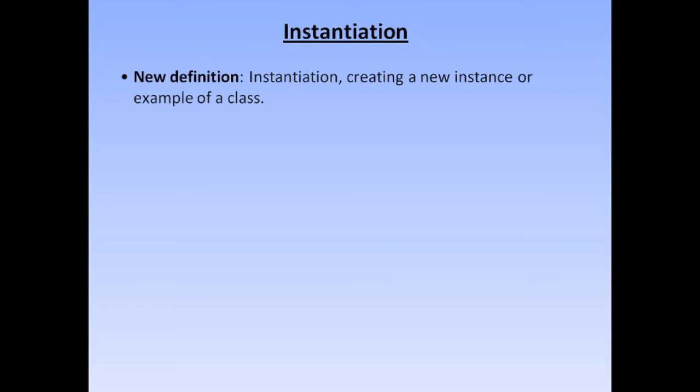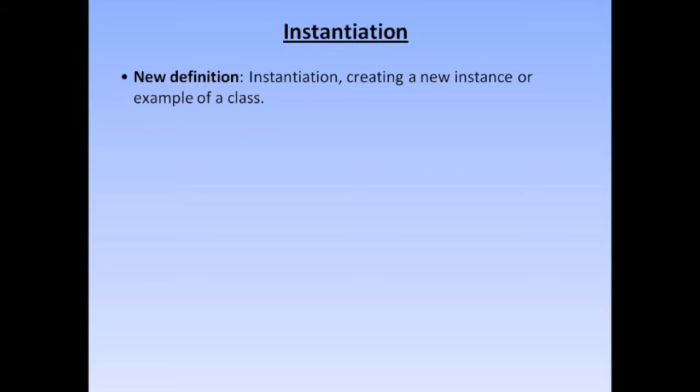Now, what is instantiation? Instantiation is creating a new instance, or example, of a class. First of all, we declare or define a class, we give the body of the class, and whenever we make an object of that class, it means that we are instantiating that object of the particular class.